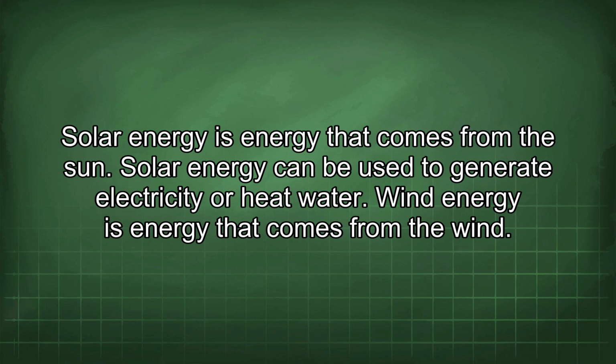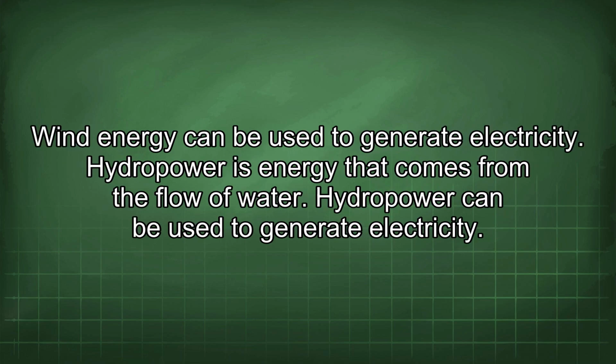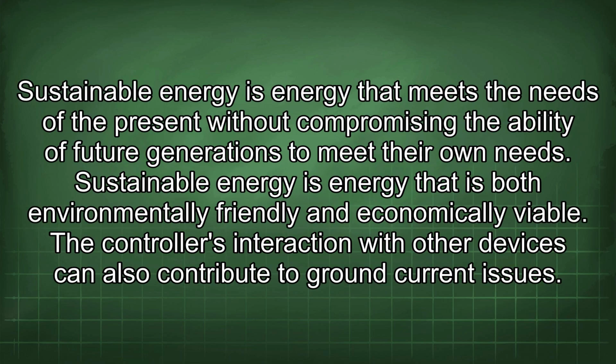Wind energy is energy that comes from the wind. Wind energy can be used to generate electricity. Hydropower is energy that comes from the flow of water. Hydropower can be used to generate electricity. Sustainable energy is energy that meets the needs of the present without compromising the ability of future generations to meet their own needs. Sustainable energy is energy that is both environmentally friendly and economically viable.